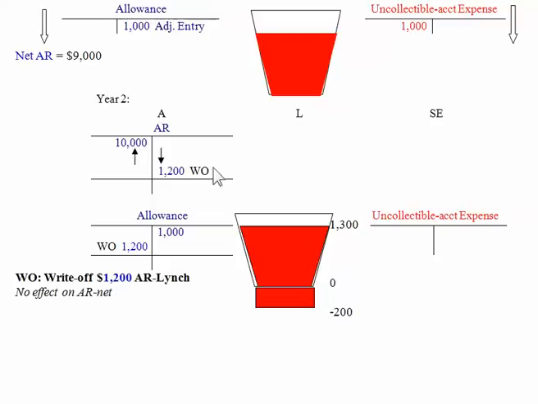So to write off Lynch, you're going to reduce by crediting your receivable Lynch and debiting the allowance. Well, now the problem is we had only allowed for, sorry about that, that should be 1,000. We had only allowed for 1,000 to go bad, so we're going to deplete that bucket, and we're actually going to be in the hole by 200, if you will.